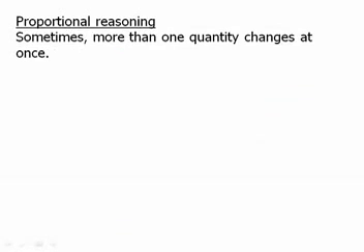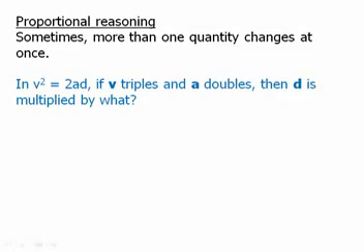Sometimes more than one quantity changes at once. In v squared equals 2ad, if v triples and a doubles, then d is multiplied by what? So pause the video, try to do this on your own, and then we'll talk about it.